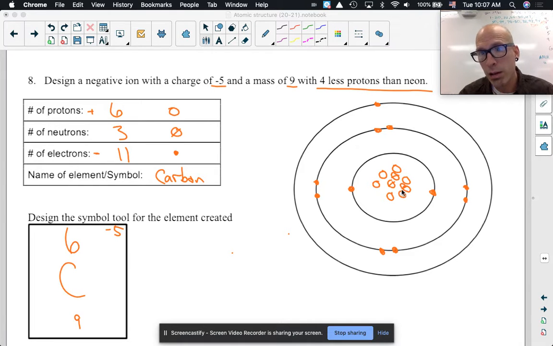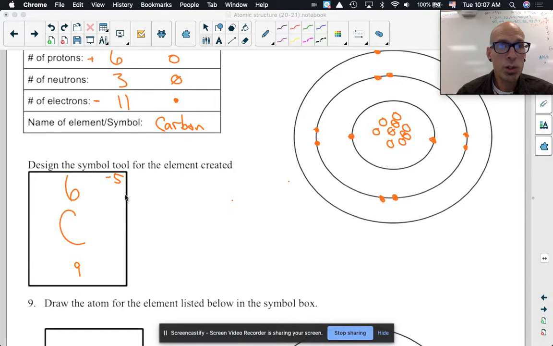So then you sketch it out. I've got 1, 2, 3, 4, 5, 6 protons in there based on my symbol. I have only 3 neutrons in there. And then I have 1, 2, 3, 4, 5, 6, 7, 8, 9, 10, and my 11th electron. Oh, it's the same electrons as the last one. In terms of the symbol, again, you put your proton number in the top middle, you put your symbol in the middle, you put your mass in the bottom, and then your charge in the upper right corner. That's just how we do them.